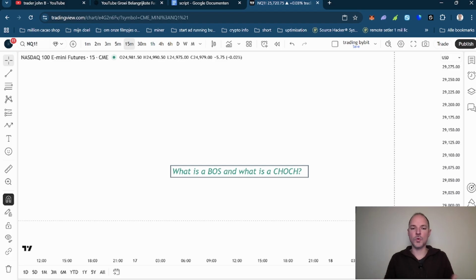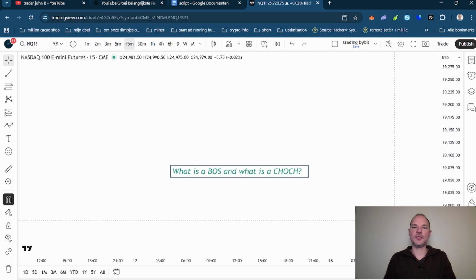Learn this and you'll finally be able to trade with confidence and spot the trades that you actually want to trade. Today I'll show you what a BOS and a CHOCH is and looks like, so you can finally get your entry correct and learn to read the direction of the market. Now, what is a BOS and what is a CHOCH?